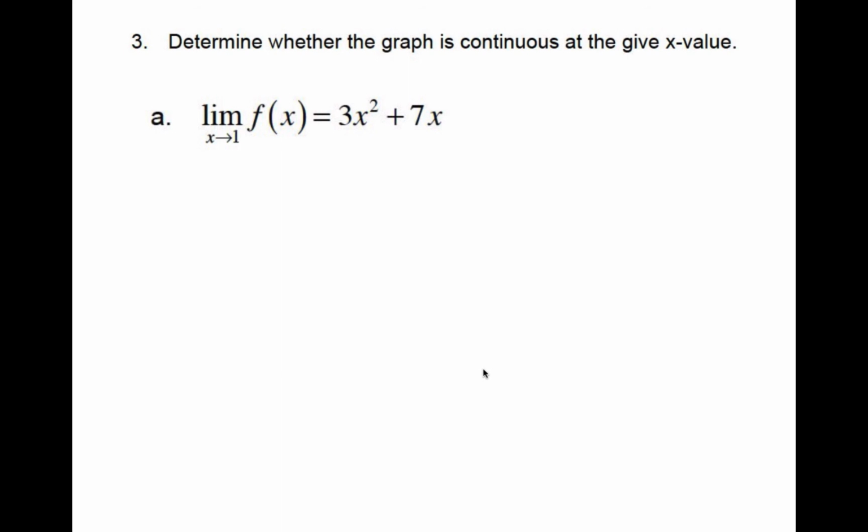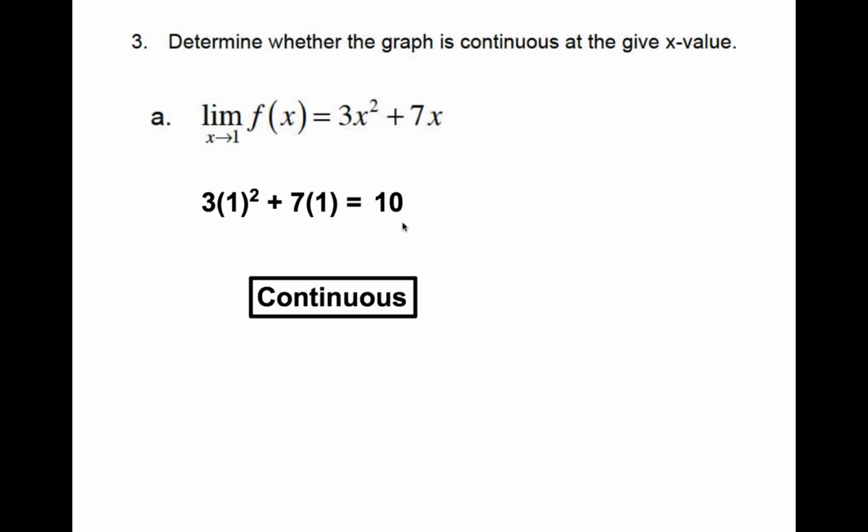All right, number 3 says to determine whether the graph is continuous at the given x value. So remember what we learned. We just plug this one value in here for x. And that's going to give me 3 times 1 squared is 3, plus 7 times 1 is 7, so 3 plus 7 is 10. This is a number, so this is continuous. I didn't get an error, so it should be good to go.